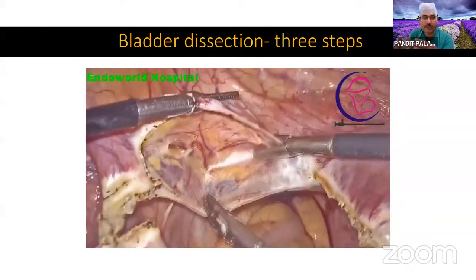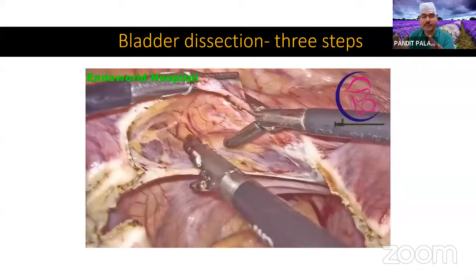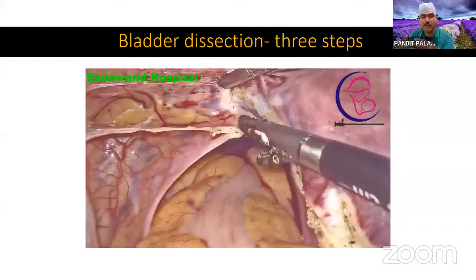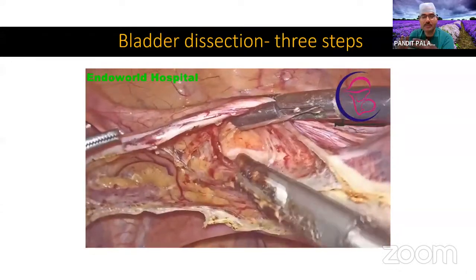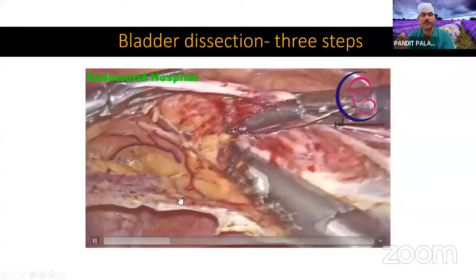Do the dissection of the bladder flap till the lateral pelvic wall, so that you can identify the course of the uterine vessels, and the complete bladder along with the bladder fat lies on the upper flap of this broad ligament. Here you can see the course of the uterine artery.